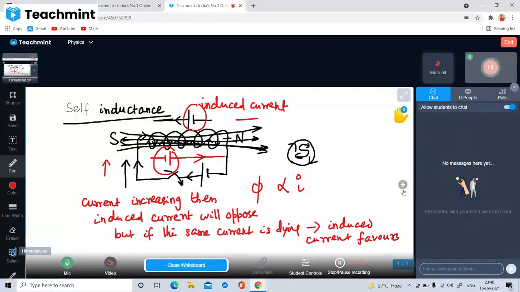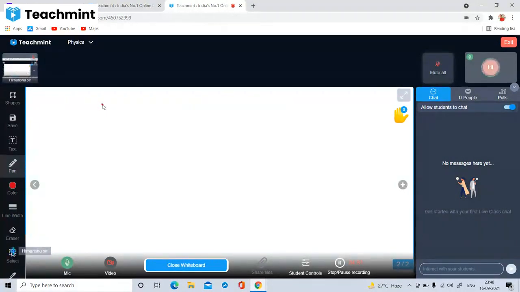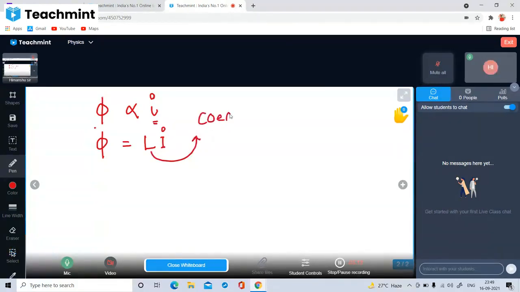Okay, let's move forward. So phi is directly proportional to I. That means depending on the flow of current, flux changes, and thus giving rise to induced EMF. So phi can be equalized by putting a constant L, which is called the coefficient of self-inductance. Understood?